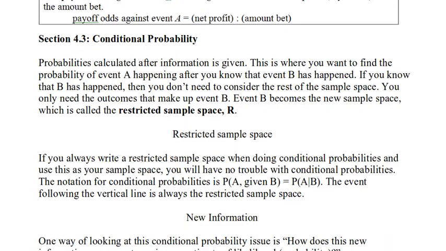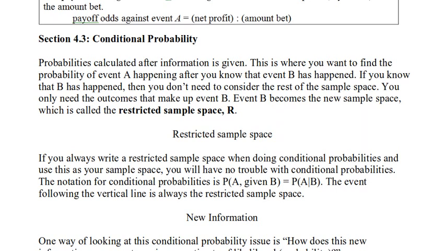Okay, welcome to 4.3, Conditional Probabilities. Conditional probabilities are calculated after other information is known or given. This is where you want to find the probability of event A happening after you know that event B has already happened. If you know that B has already happened, then you don't need to consider the rest of the sample space. You only need to consider the outcomes that make up event B. Event B becomes the new sample space.